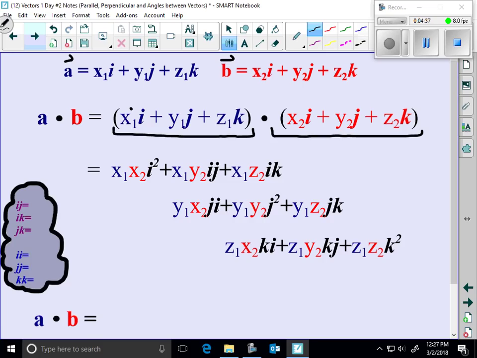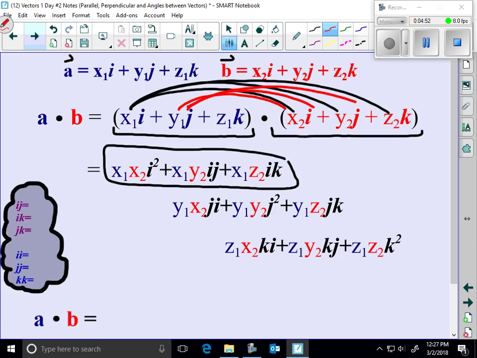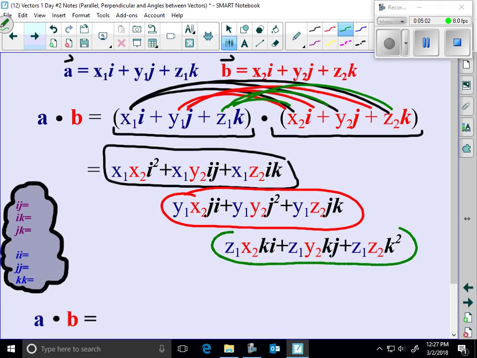So I'd take x sub 1i times that, times that, times that. And guess what I get? I get this. I'm not writing it all out. I don't want to do all that. Then I'd take y sub 1 times all three of these, and I get this. And then I take z sub 1 times all three, and I get this. So I get 9 components, right? That's complicated. Why does this have to be so complicated?